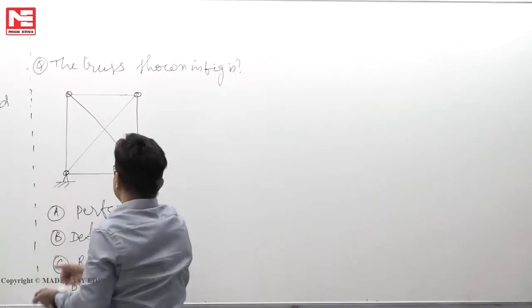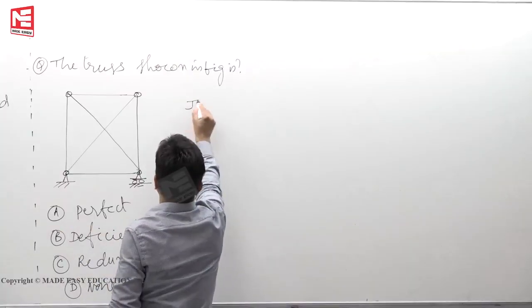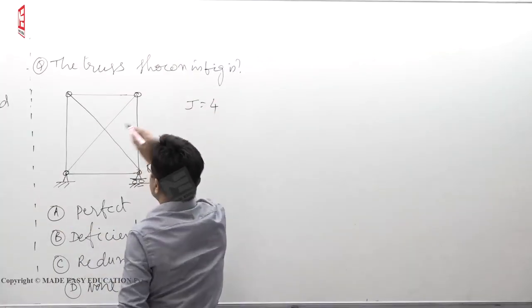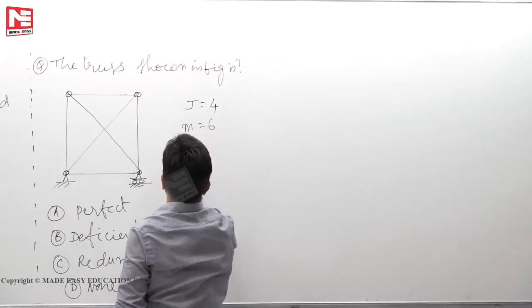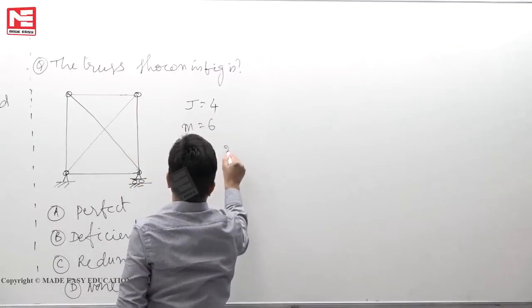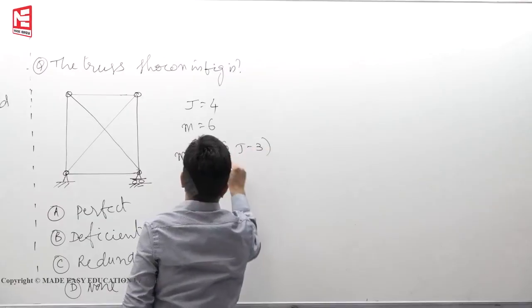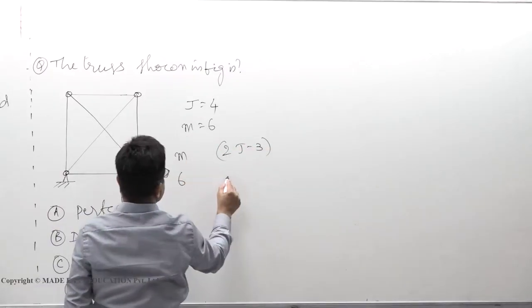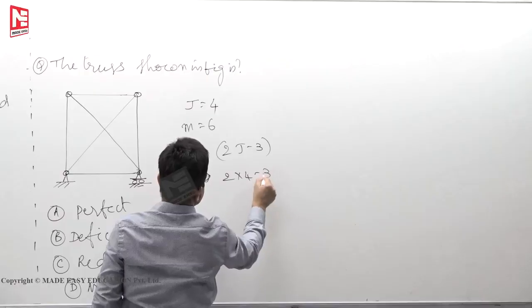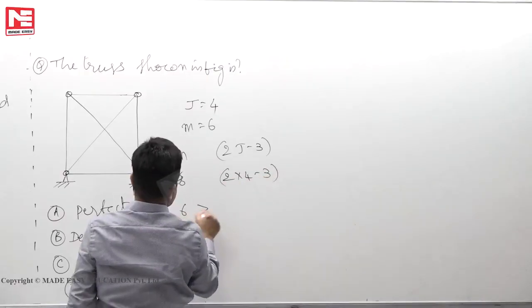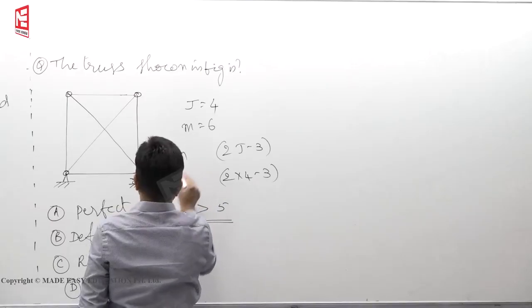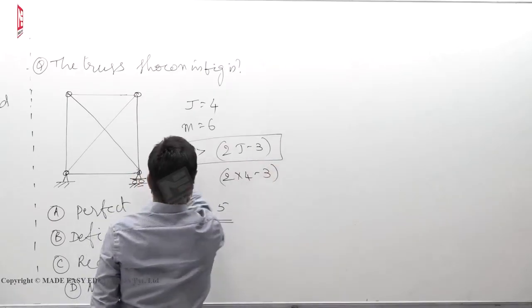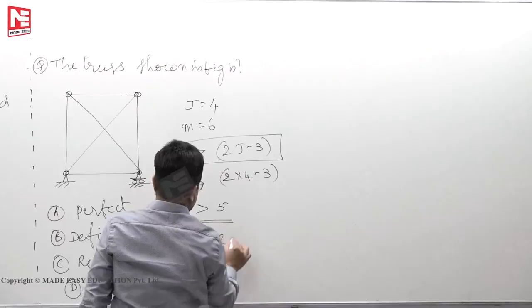Now, the total number of joints is 4. This is what you have to analyze. Number of members: 1, 2, 3, 4, 5, 6 members. Now you see m and 2j minus 3, how the relation is. Number of members is 6. 2 into 4 minus 3. So 6 is greater than 5. So m is greater than 2j minus 3 it became. So redundant.